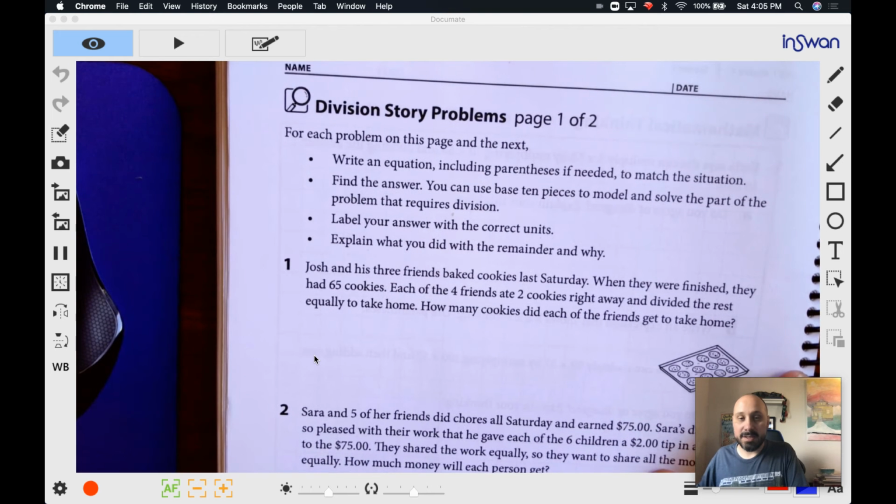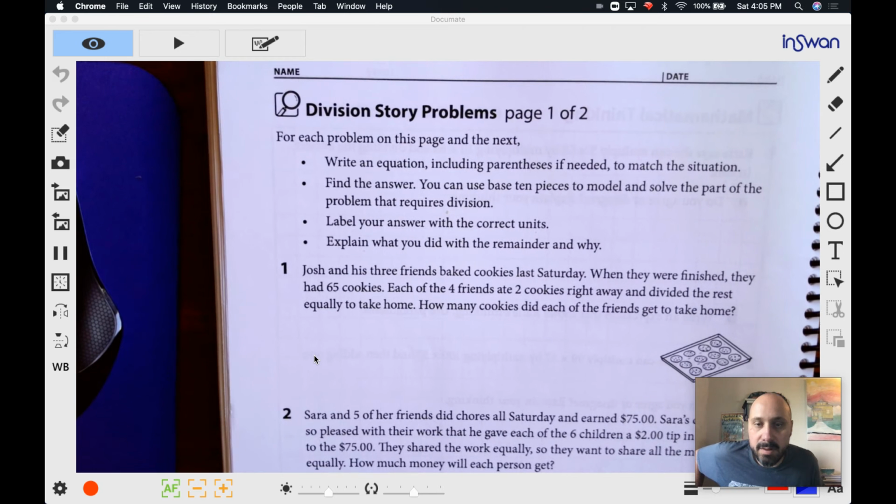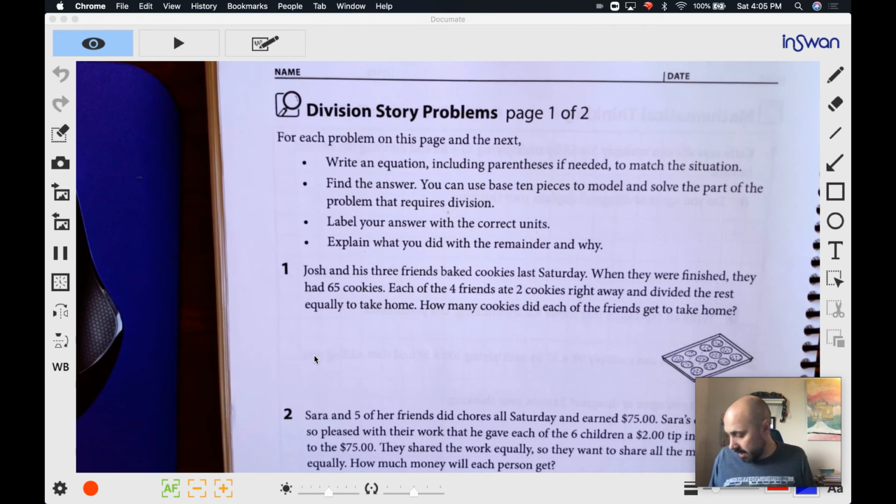Hey, mathematicians. So one of the last pages here is division story problems. And this page, which is page 24, is the only page you need to do. If you want to go a little further, you can do page 25, which is more division story problems. I'm only going to be going over page 24 for this lesson.